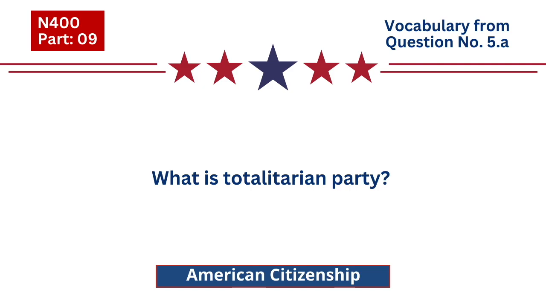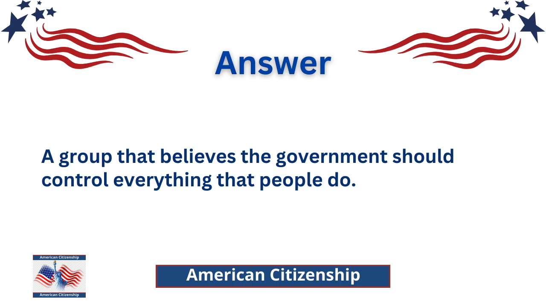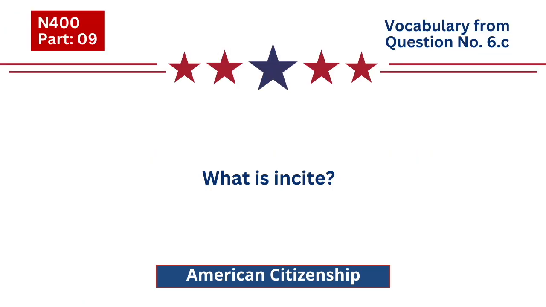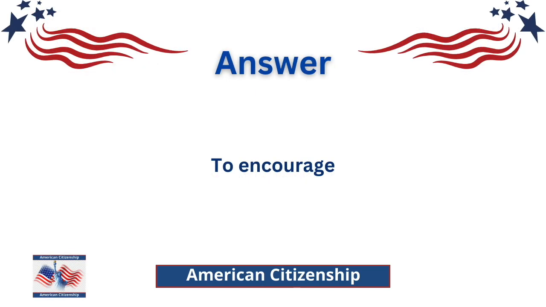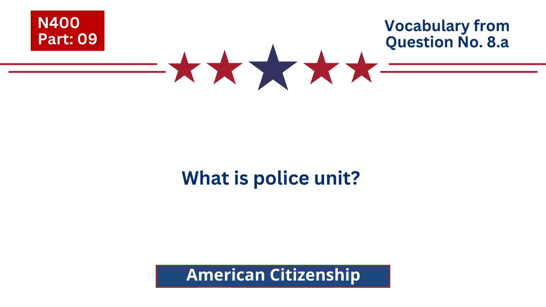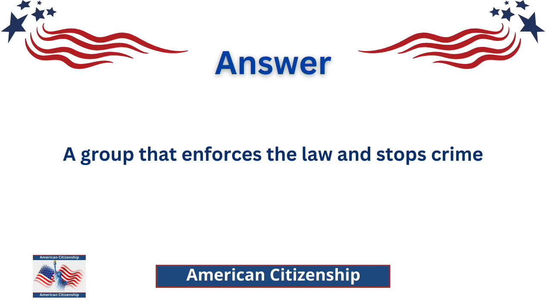What is totalitarian party? A group that believes the government should control everything that people do. What is incite? To encourage. What is police unit? A group that enforces the law and stops crime.